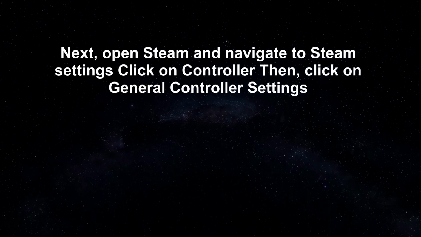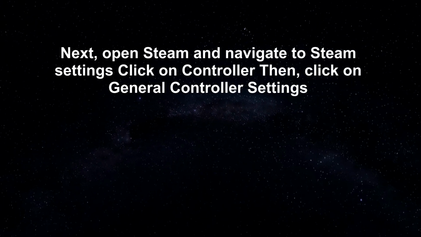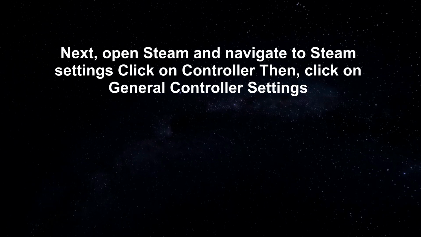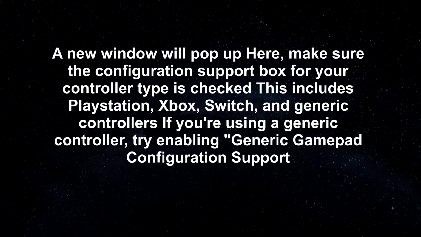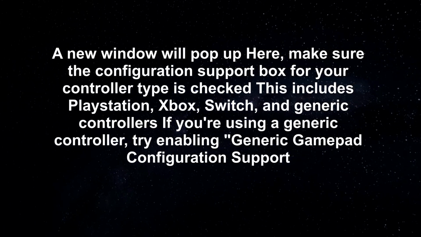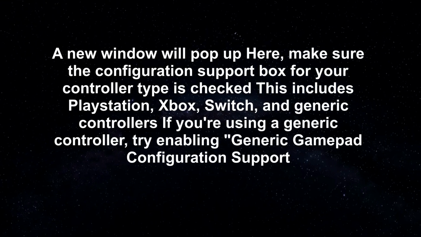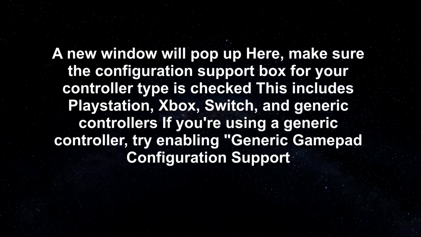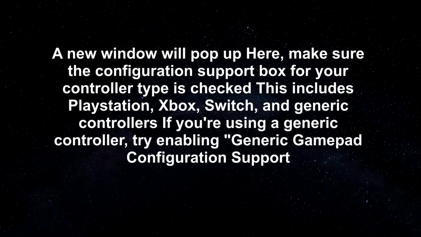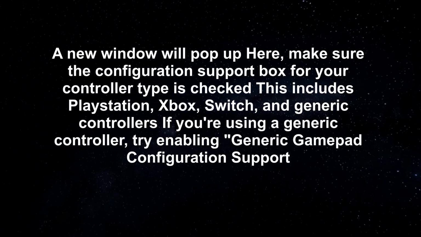Next, open Steam and navigate to Steam settings. Click on controller, then click on general controller settings. A new window will pop up here. Make sure the configuration support box for your controller type is checked. This includes PlayStation, Xbox, Switch, and generic controllers. If you're using a generic controller, try enabling generic gamepad configuration support.